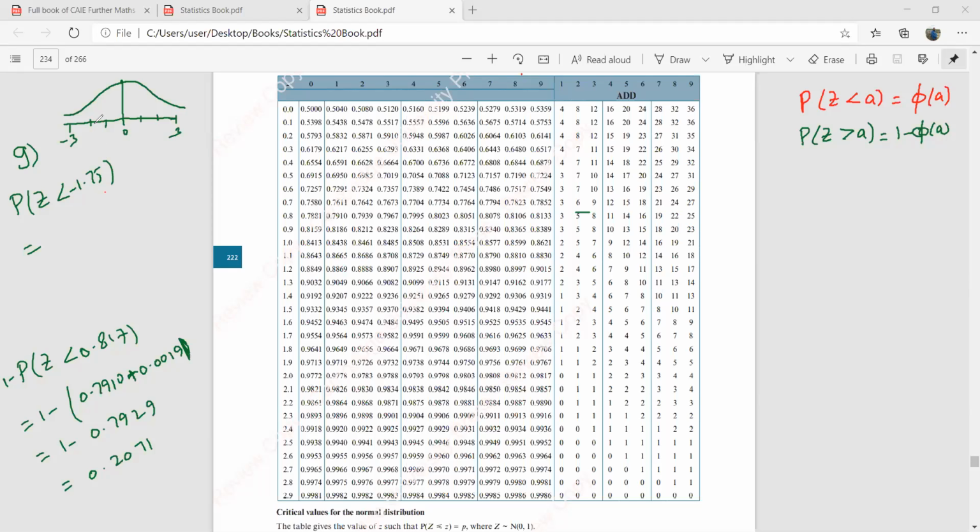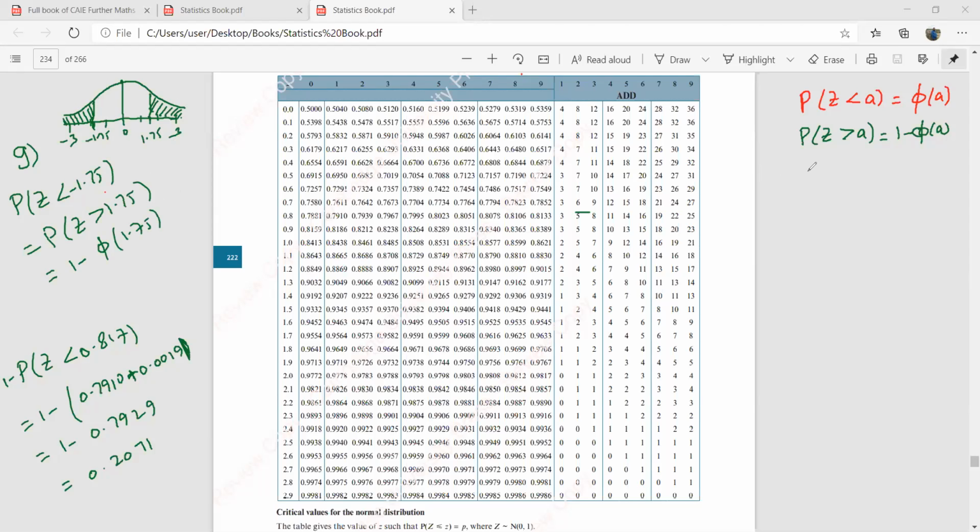Suppose you have here minus 1.75. You want to find this area before minus 1.75. So can I say this would be the same as z greater than 1.75? Yes? Can I say this is the same as z is greater than 1.75? And you have seen just in the previous example that this would be 1 minus phi of 1.75.